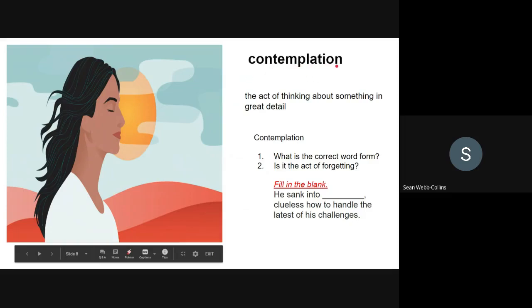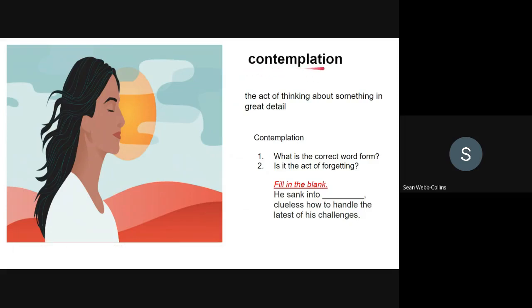Contemplation. The act of thinking about something in great deal. So, contemplation. What is the correct word form for contemplation? That's right, it is a noun. Remember, if words end in shun, they are typically nouns.